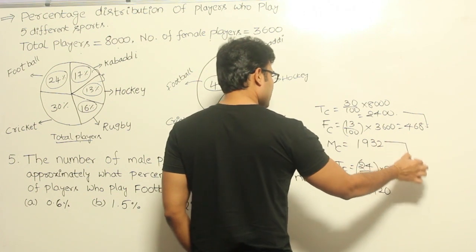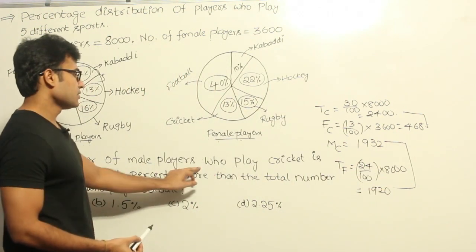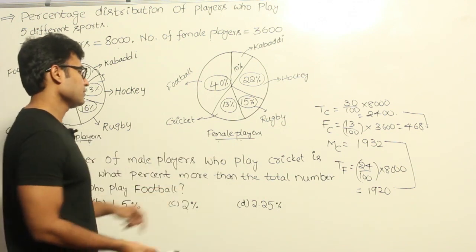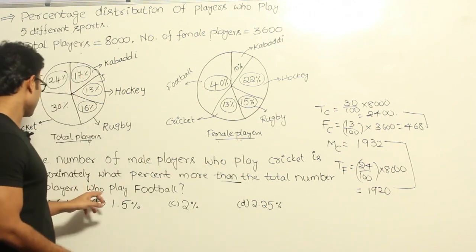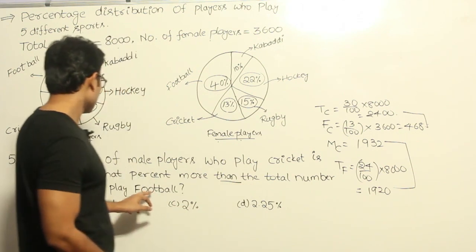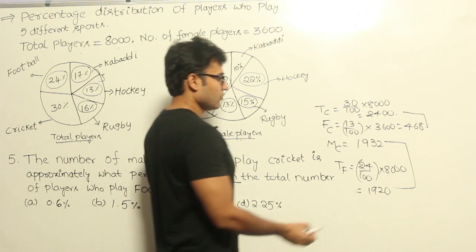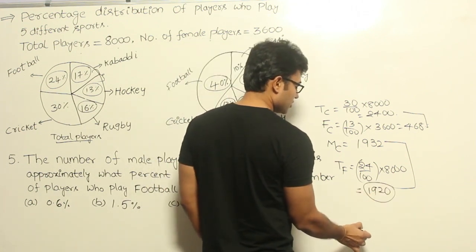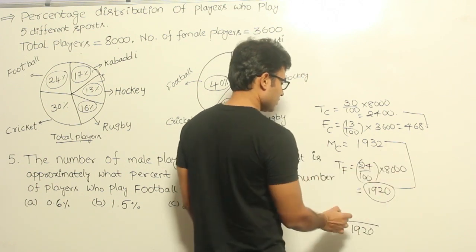So now they are asking us the number of male players who play cricket is approximately what percent more than the number of players who play football. So if you observe this, since after "than" the number of players who play football is given, the football number should be in the denominator, right? Therefore the total number of players who play football should be in the denominator, because after "than" it appeared. And now we have to find out the difference here.